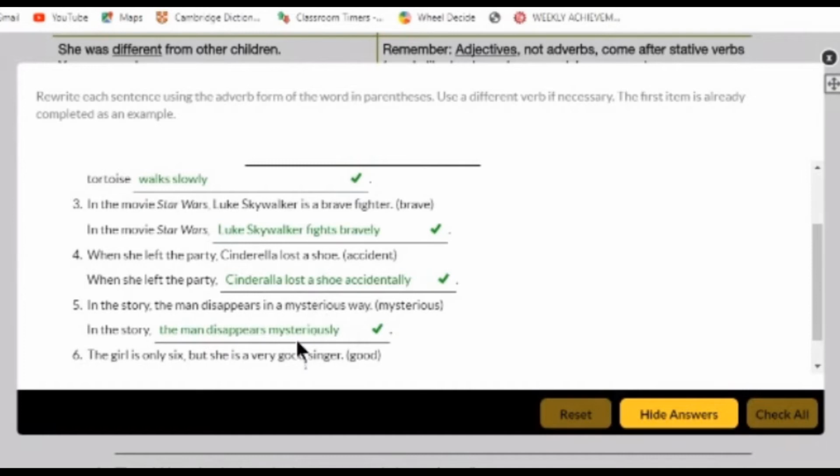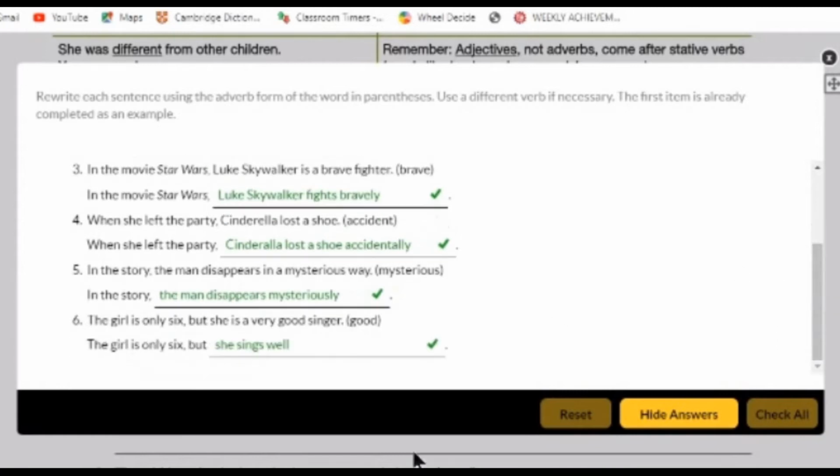Can you see the position, the order of the sentence? So you usually have subject, verb, adverb of manner. Subject, verb, adverb. For example, here, she sings well. Subject, verb, adverb.